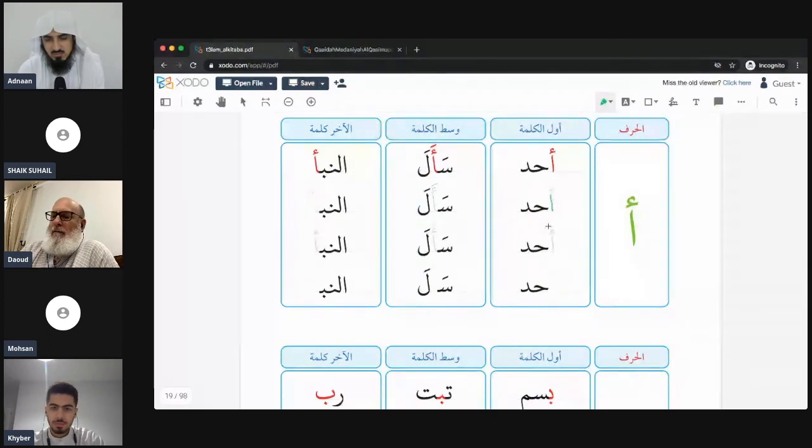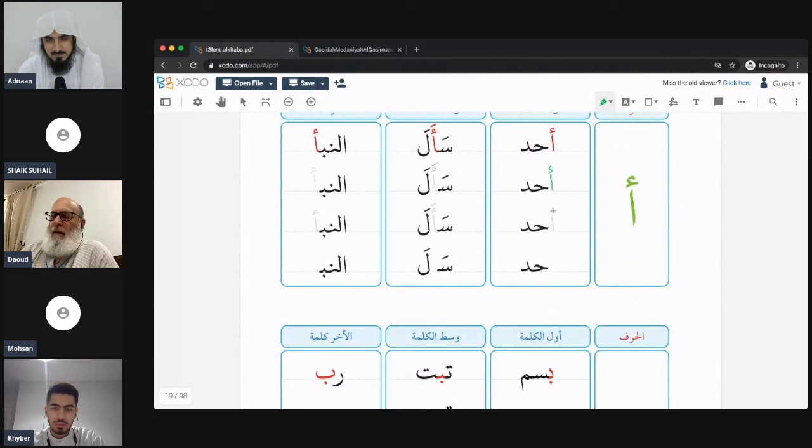But you can read them all. In fact, that would be good also. You can read them all. Alif, ha, da, and the Alif. The ones that need to be filled in, you fill them in. Alif ha da. Yes. Ahsant.